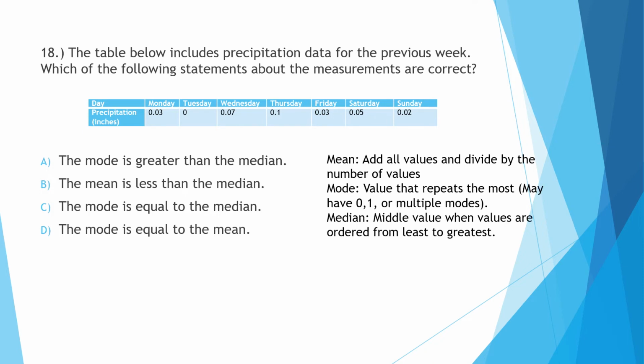The mean is the arithmetic average, and that's where you take every value, add them all together, and then divide that by the number of values that you added together. The mode is going to be any values that repeat themselves. The one that repeats the most is your mode.